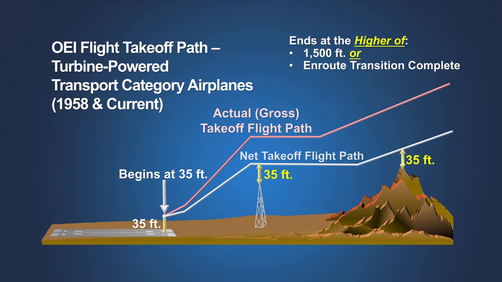To simplify the obstacle clearance analysis process, these revised certification rules also defined a new net takeoff flight path. The performance used to determine this net takeoff flight path is the airplane's computed or gross performance decreased by a specific margin of conservatism. When required by the operating rules for turbine-powered airplanes, this net takeoff flight path must clear obstacles by 35 feet.